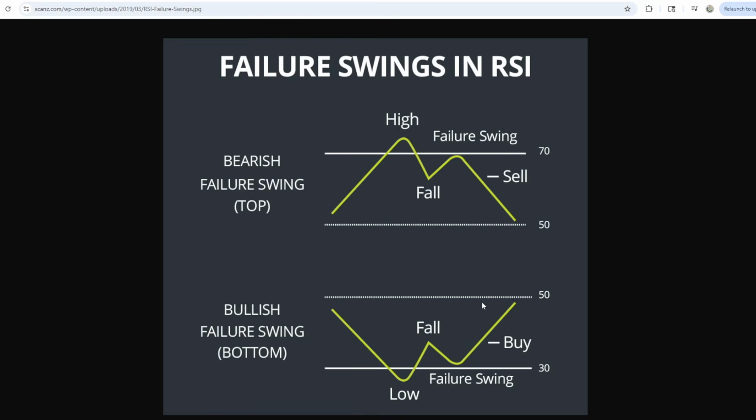That's a failure swing. Here in the bullish variety, we have the move down, below 30, technically oversold. It comes out of oversold, and it attempts to re-enter the oversold territory, and it becomes a failure swing.